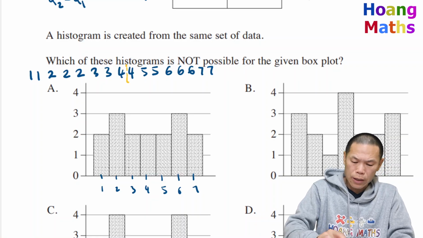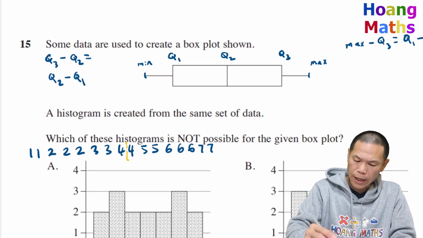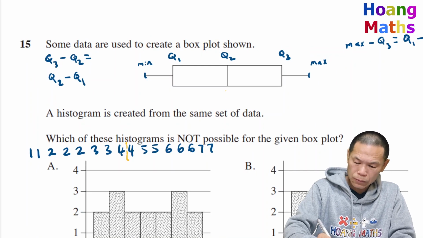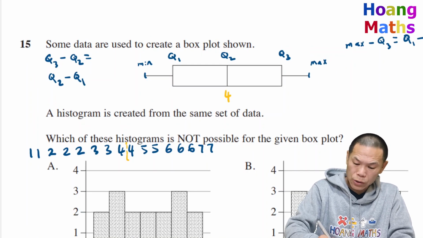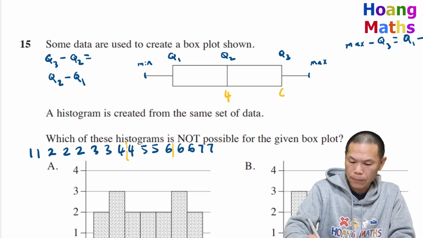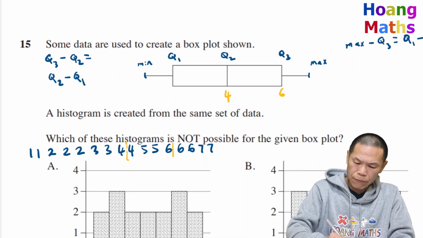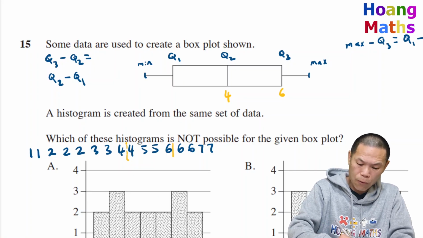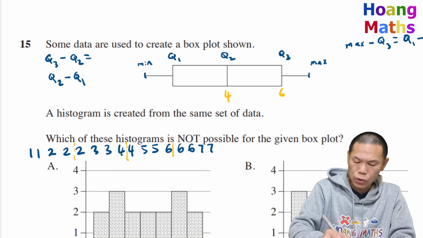So therefore, the median is 4. Okay, so let me just write this. And then 1, 2, 3, 4. So therefore, Q3 is 6. And then we have Q1, 1, 2, 3, 4. So it's 2.